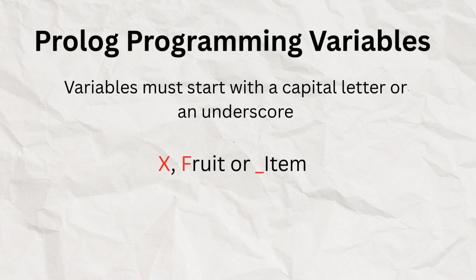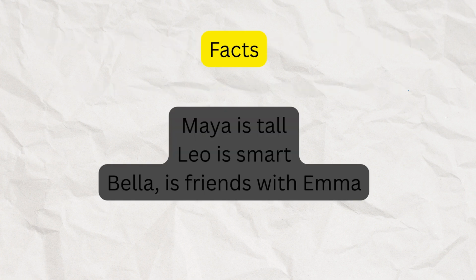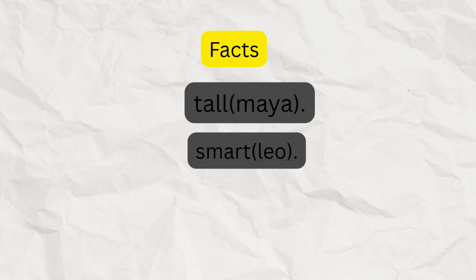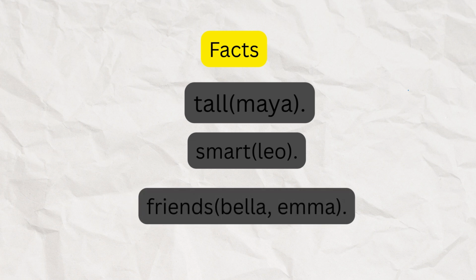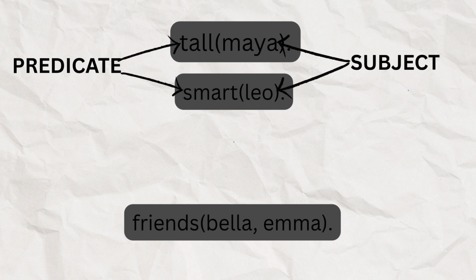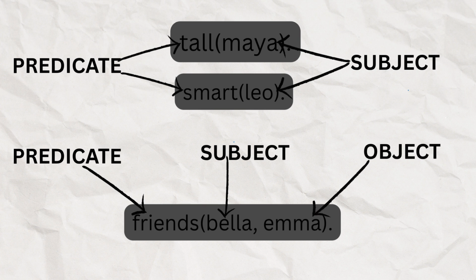Now let's look at how facts are written in Prolog. Suppose we want to write Maya is tall, Leo is smart, Bella is friends with Emma. In Prolog, this would look like this. You have to have the characteristic and the person you're referring to in parentheses. So each fact ends with a period and follows the structure predicate and then in brackets subject, or predicate in brackets subject, comma, object.